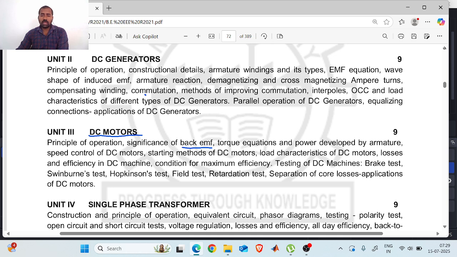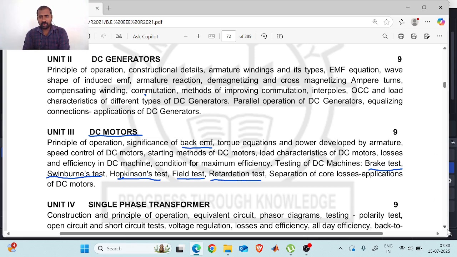So under this, there are different tests for DC motors. One is the brake test, and Swinburne test, and Hopkinson test, and field test, and retardation test. And finally, we will see about the separation of core losses. So that everything we will see in this DC motor.